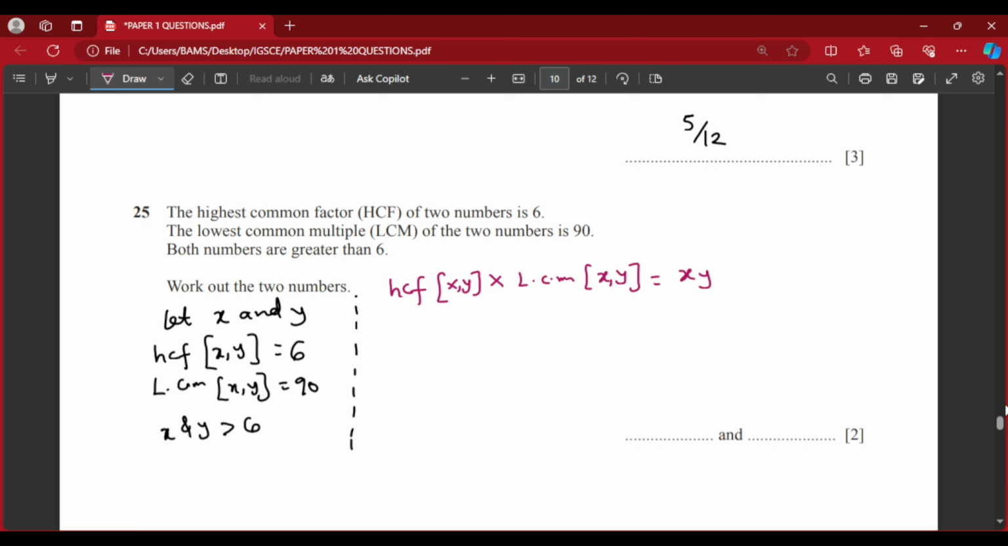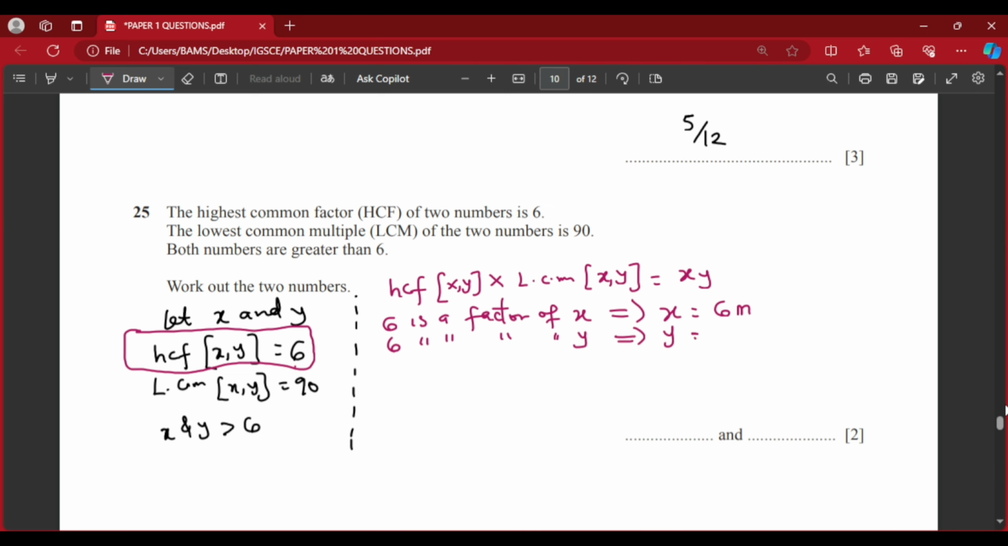Which means that if the HCF of x and y is 6, that is the highest common factor is 6, that means 6 can divide x and 6 can divide y. So 6 is a factor of x and 6 is a factor of y. That means x is a multiple of 6. Do you get that? Let me just say 6 times something because 6 is a factor of x. Same thing, 6 is a factor of y, which means that y is a multiple of 6.